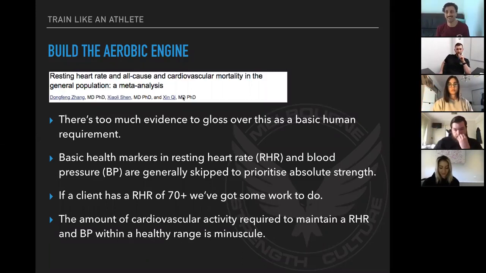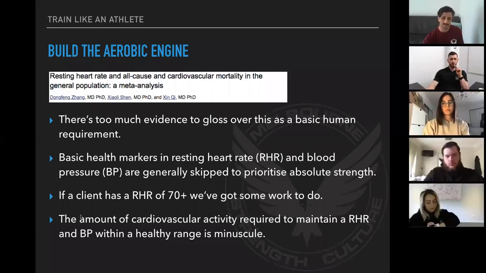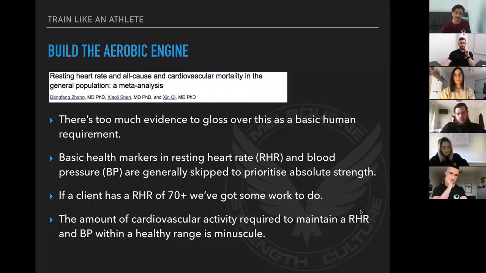Like, your role as a strength coach or personal trainer, or whatever else, is to improve health and fitness. If you're improving their life expectancy, you're doing a pretty damn good job. If they don't see it at the time, so be it. And that's when we'll talk about how to, I guess, mask cardio within your strength training programs over the next few slides. And as I was saying, the amount of cardio required to maintain a resting heart rate and blood pressure within a healthy range is minuscule.